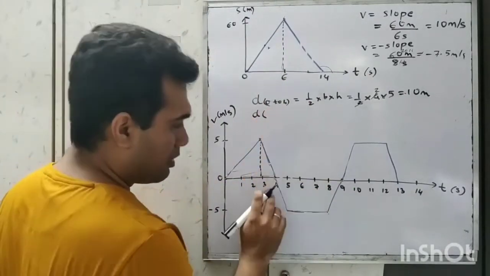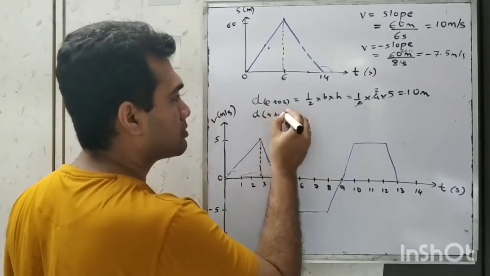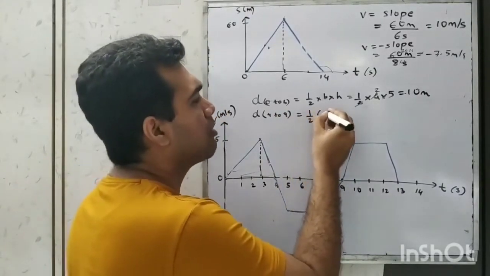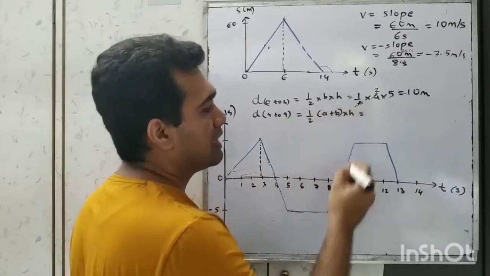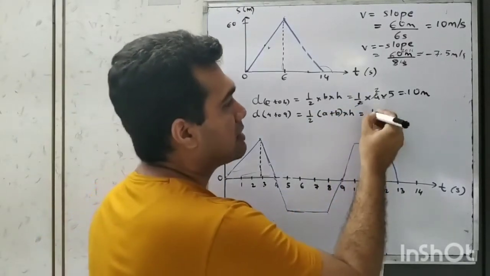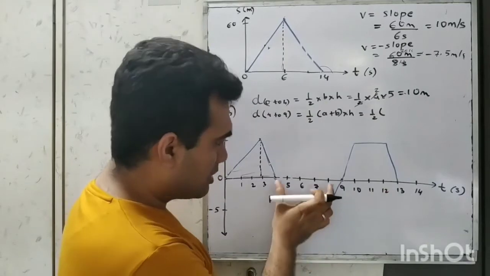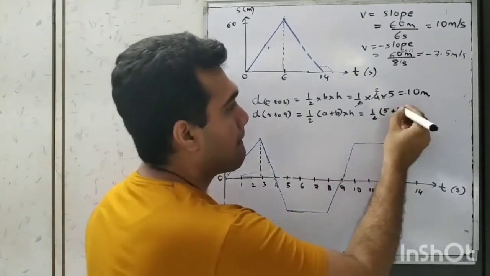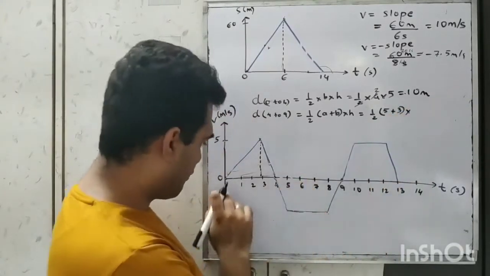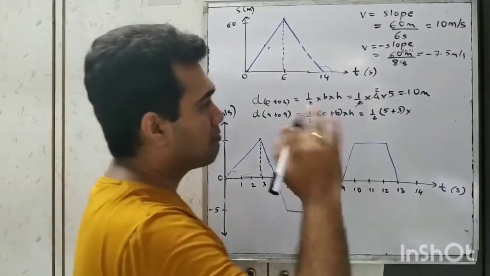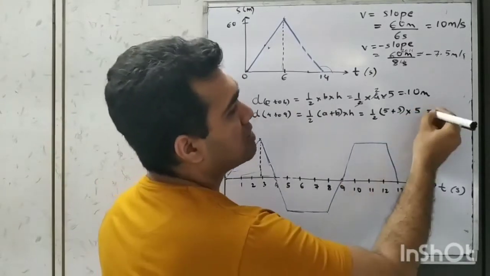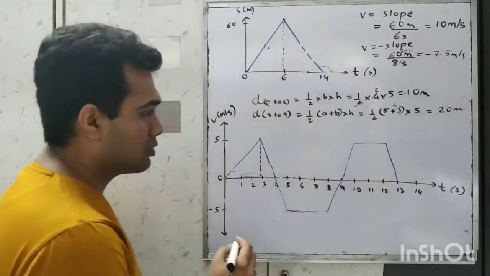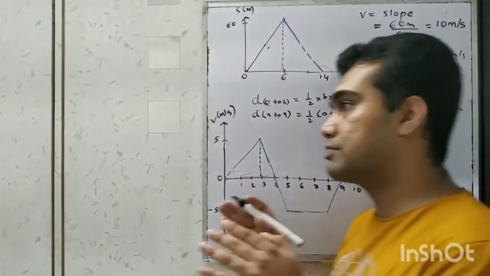So displacement from 4 seconds to 9 seconds. It's a trapezium. Trapezium formula is half into sum of parallel sides into the height. That is the distance between the parallel sides. That is half into, this is 5 and this is 3. And the height between them is 5. Actually it's minus 5, but minus I'll add later. So what's the answer? 8, half of that is 4, 4 into 5, 20 meters. So first it went 10 meters forward, then it went 20 meters backwards.